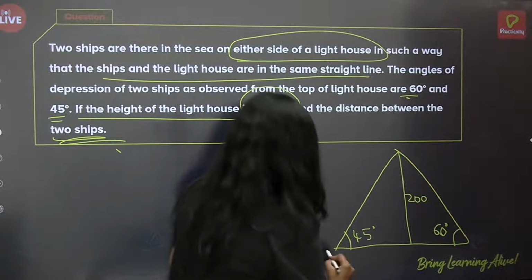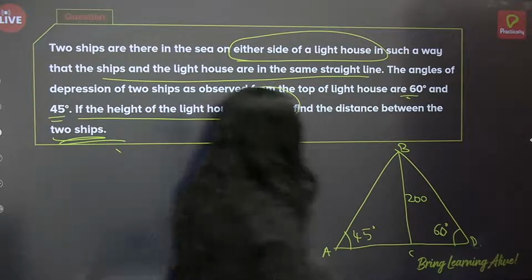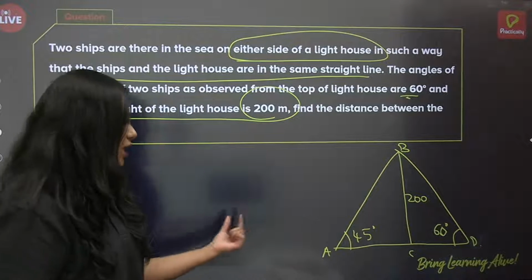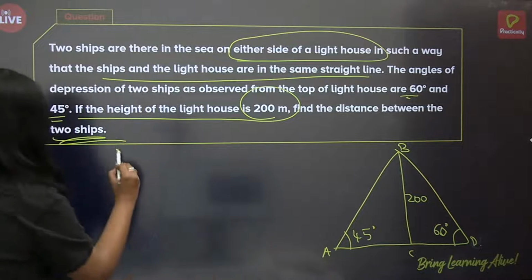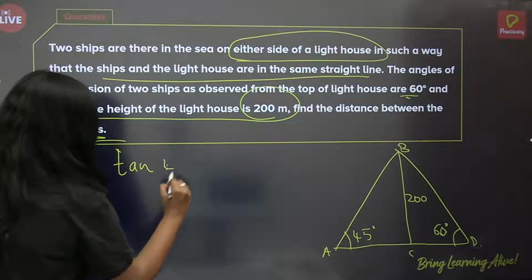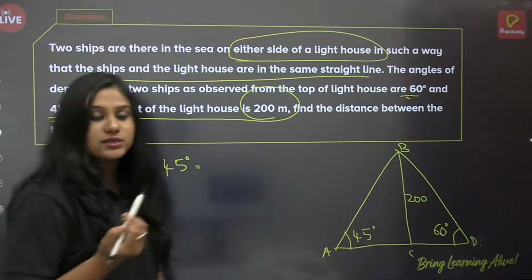So let us first name this A, B, C, D. Now easy, right? We can easily find AD, that is the distance between the two ships. So first, tan 45 degrees. What is tan 45 degrees? Can anyone tell me the answer?